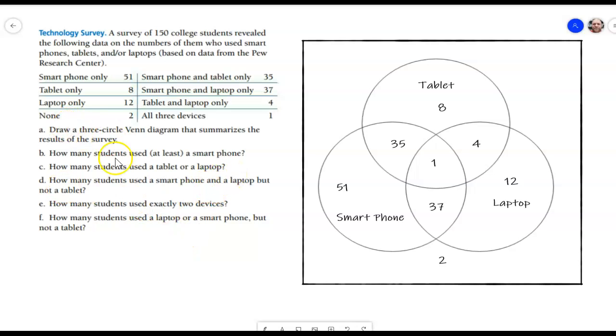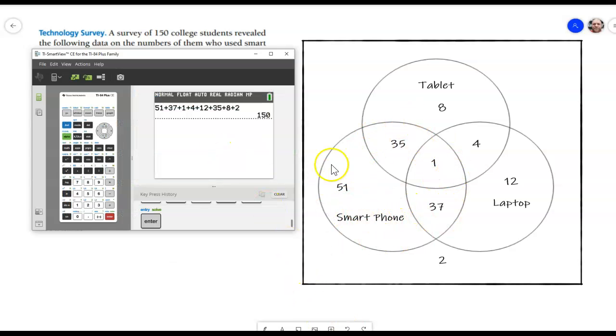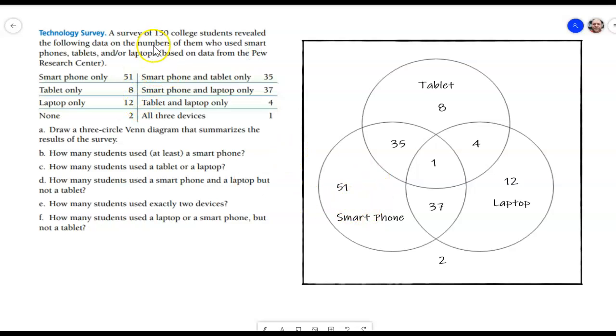The first one says, well, we drew our Venn diagram that summarizes all of this data here. How many students used at least a smartphone? At least a smartphone. Here's a smartphone here. So all we do is just add up all of these numbers here, right? So all of these students in this circle used at least a smartphone. So 51 plus 35 plus 1 plus 37, right? That would be 124 students out of the 150 used at least a smartphone. So most of the students used at least a smartphone. There was only these students here that didn't use a smartphone at all.